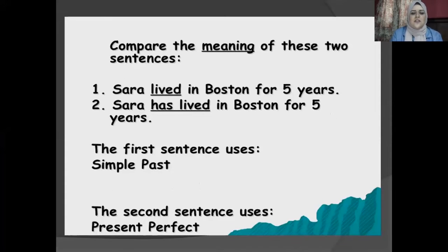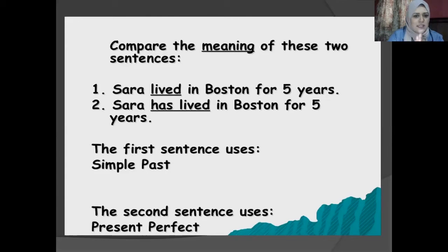Let's compare the meaning of these two sentences. Sarah lived in Boston for 5 years. Sarah has lived in Boston for 5 years. The first sentence uses simple past, while the second sentence uses present perfect. Who can tell me the difference? Who can tell me which action happened and finished, which action happened and is still going on till the present?